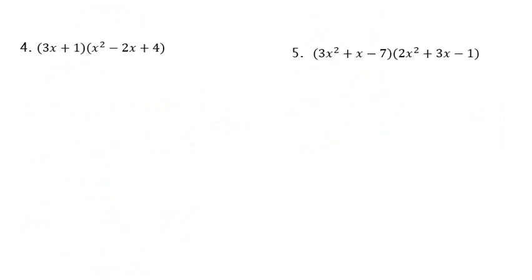These last two examples are the same thing, except instead of having two binomials, we're going to have a binomial, which is 2 terms, and a trinomial, which is 3 terms. So we're going to do the same exact thing. So I'm first going to multiply everything in the second parenthesis by 3x, remembering that if we multiply like bases, we have to add their exponents.